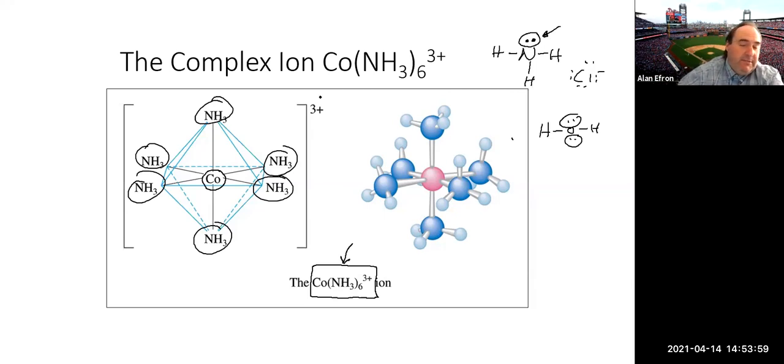Why does this whole complex ion have a +3 charge? Well, NH3 is neutral, has no charge, which means the +3 charge is really coming from the cobalt there. And that's why the overall complex ion has a +3 charge. Any questions on that there?